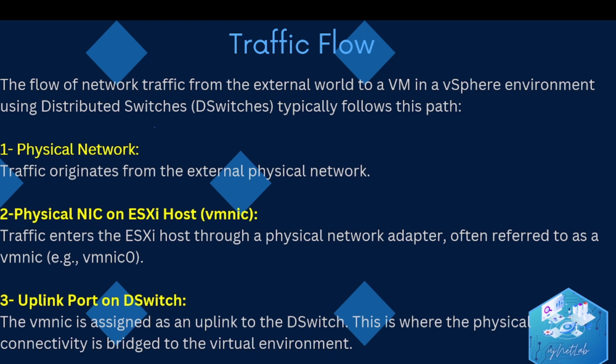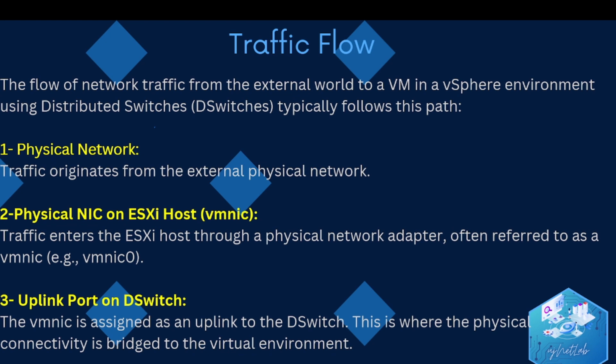Okay, what is the traffic flow? How will the traffic go using a D switch in the vSphere environment? First of all, there will be a physical network. Don't worry, you will see it visually also. The traffic will originate, then go into the ESXi host with the help of the physical NIC, which is called vmnic0 or vmnic1, depending. If you have 8 ports, it will start from vmnic0 till vmnic7.